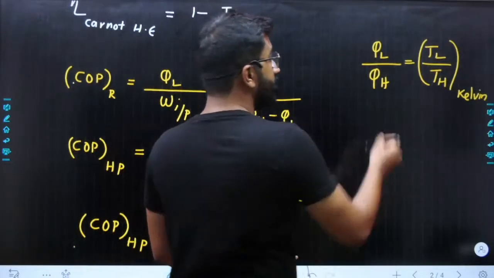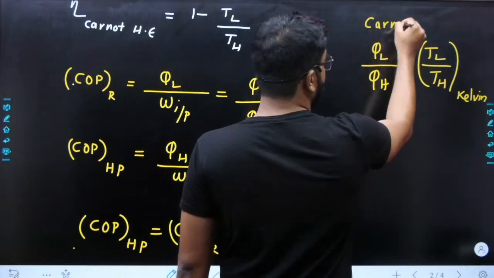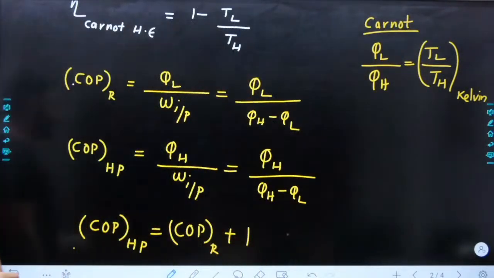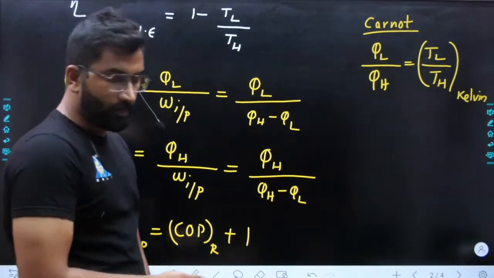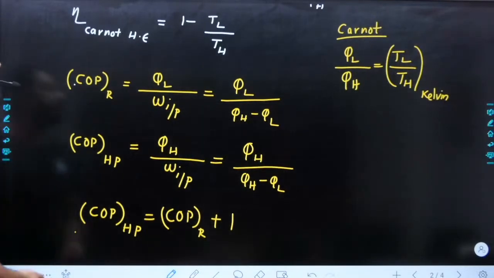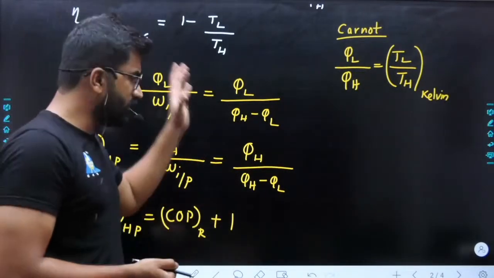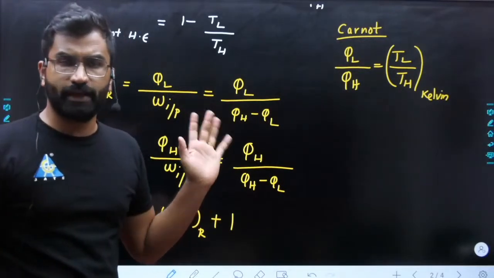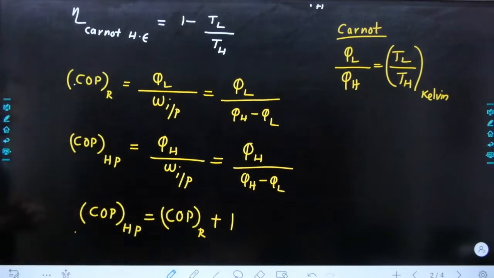Okay, if it is a reversible or Carnot heat engine, or Carnot. That's all. Yes, Joseph, that is COP of a heat pump is equal to COP of refrigerator plus 1. So if Carnot is given, whichever equations are given, Carnot means you can substitute it. That's all. TH by TL, so problems will be solved. Done. I hope it is clear.